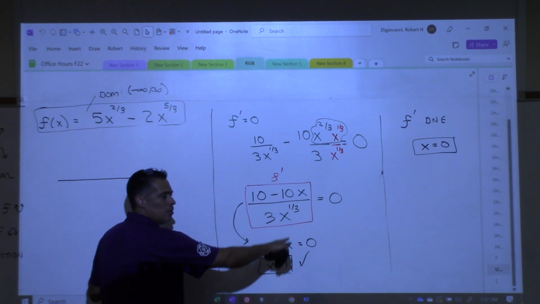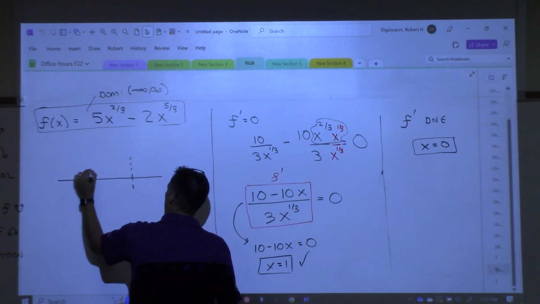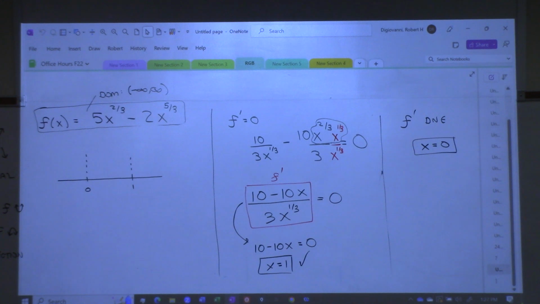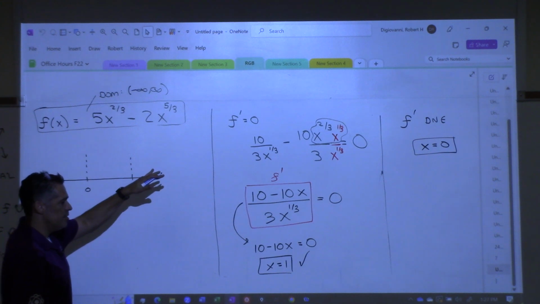I'm going to plot my 2 critical numbers, and I'm going to put them, of course, in order, right? 0 first, then 1. That creates a partition of the number line into 3 regions. And now I'm going to pick 3 numbers up to me. These numbers are completely up to me. What I'm going to do with those numbers is use them to see if my graph's going up and down in these regions.